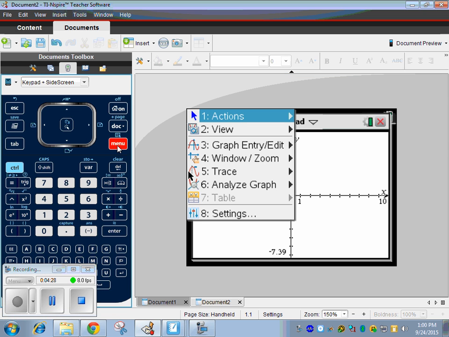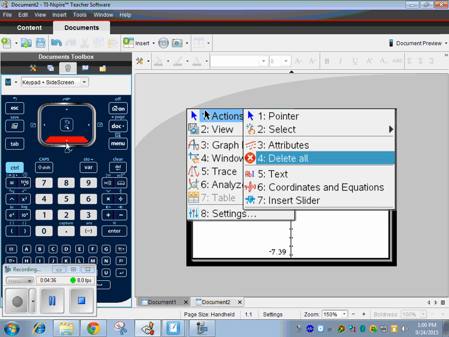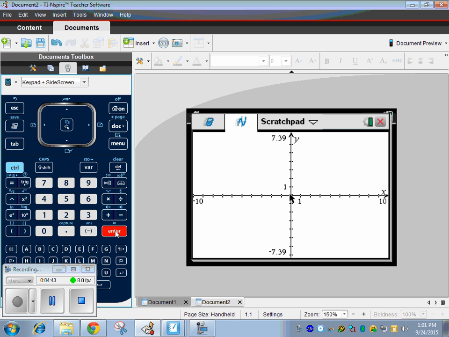Okay, so go to menu, and if anything is on there, menu right here. And then it said actions, and I right-clicked. And then I'm down-clicking where it says delete all. Press enter. Are you sure you want to delete everything? Yes, I do. Okay, so that clears your screen. Does everyone have clear screens?